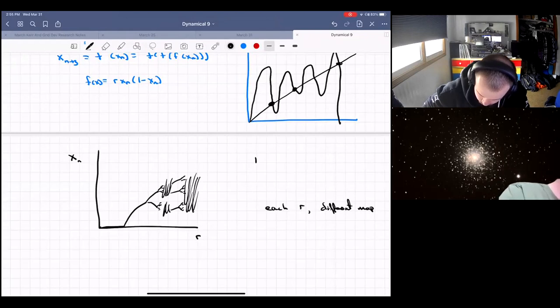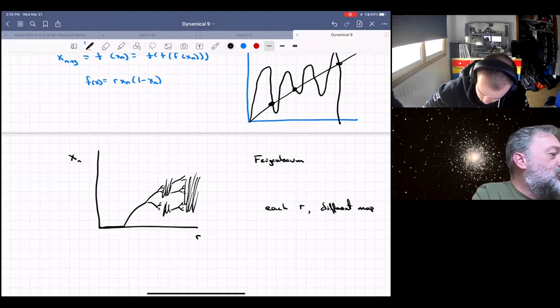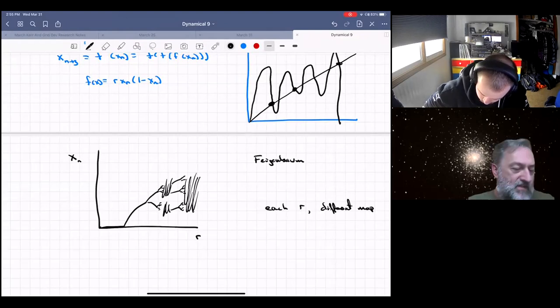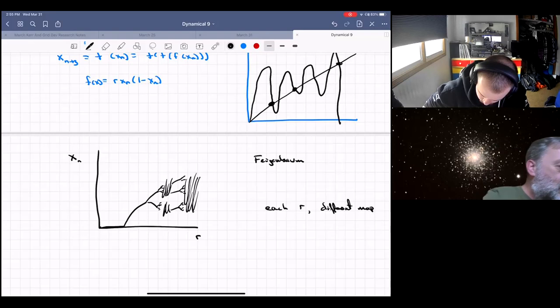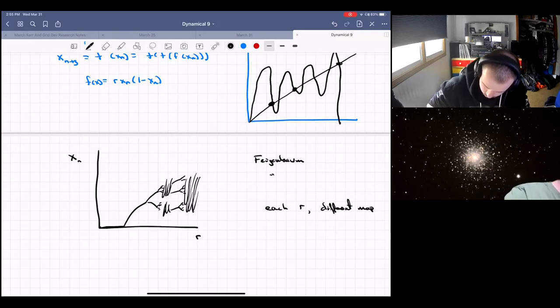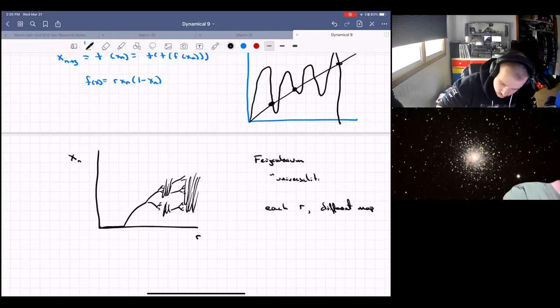So now Feigenbaum was one of the main guys who was studying this type of stuff. And amongst the things that he discovered was this idea of universality in chaotic maps.